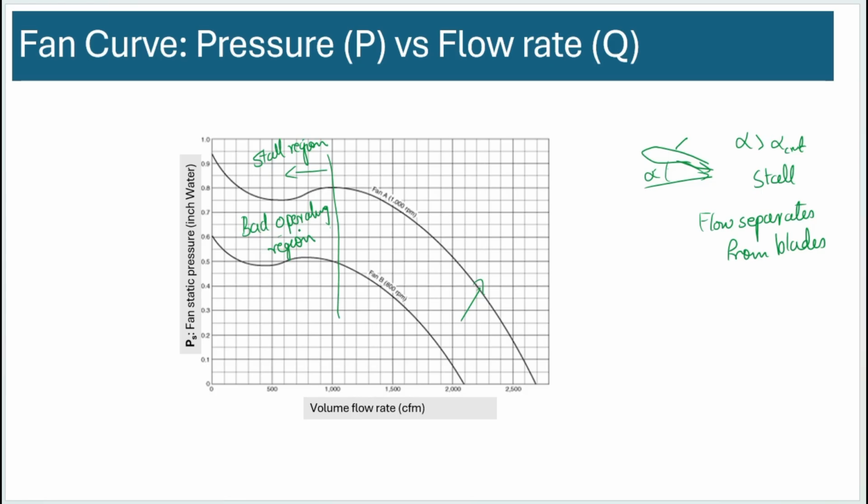Every fan will have a bad operating region like this, typically at really low flow rates and higher pressures. So you want to operate in this good region. When you buy a fan and you're using it in some condition, if the pressure drop puts it in this region, then you'll have very unsteady flow, a lot of noise, and you will not be able to be sure what flow rate you're getting. It will switch back and forth between high and low flows and will be very unsteady. Okay. All right.